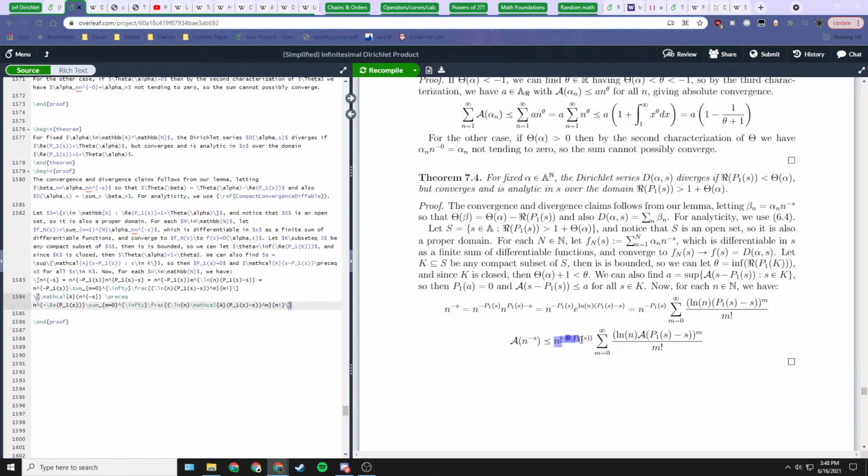Yes, so this one here comes from this, and then this comes from this, and then this can just be bounded with, so we have the same thing, but we're just going to bound the real part of P1 of S minus S. This whole thing will just be bounded by just A. And then this becomes n to the power of negative real part of P1 of S, times e to the power of natural log of n times a, which is again n to the power of a minus the real part of P1 of S.